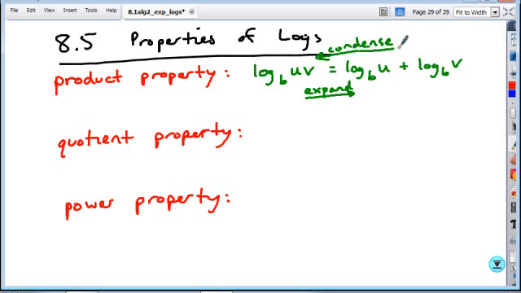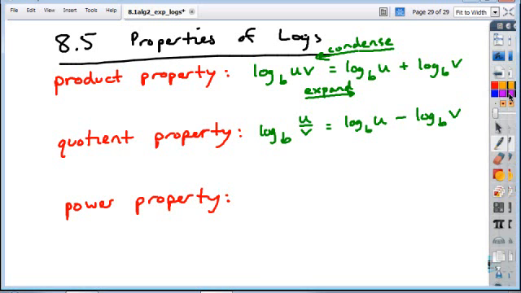You also have a quotient rule or property within logs, and that is if you have a fraction inside of a log, so u divided by v, when you expand this out, it becomes the difference of each individual log. So it becomes log b of the numerator u minus log b of the denominator v. And now, does it make sense that this would be a negative?